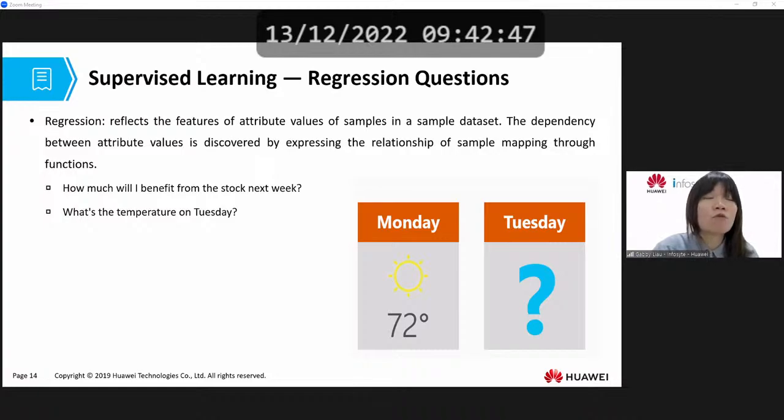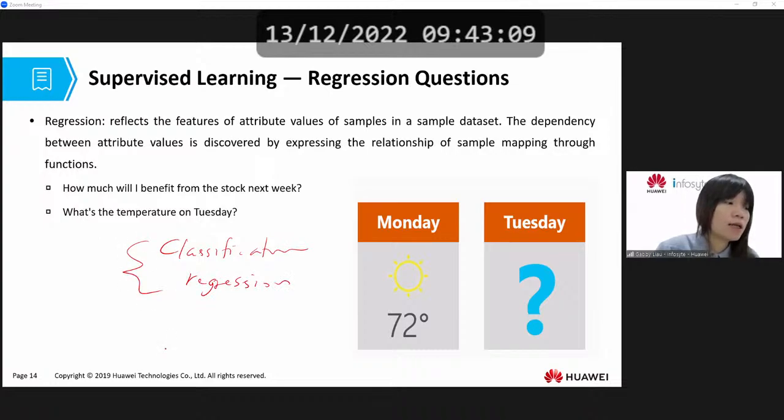So if this is what you want as a prediction result, then you are actually going to build a regression model. And if you're going to build a regression model, you have to train this model using supervised learning as well. So classification and regression models, you have to use supervised learning to train them. All right, supervised learning.